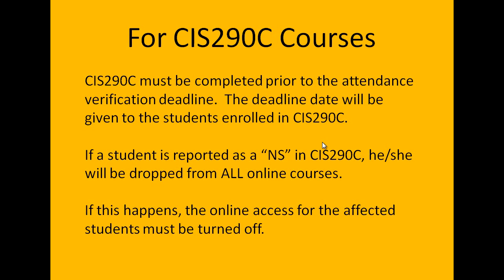If they do not complete CIS 290C by the census date or the deadline date, they will be reported as a no-show in that course and will be dropped from all online courses. The online access for these affected students must be turned off, and it should be an automatic process, but hopefully you'll all remember to go back and check that.